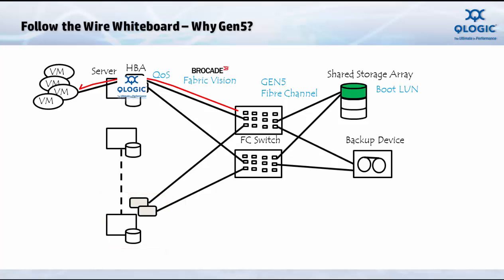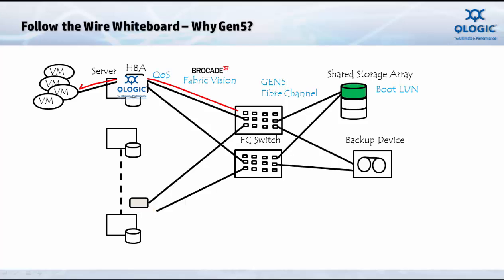SAN administrators then create zones or safe network areas based on the details associated with the adapter's worldwide name and the boot LUN configuration. If something changes, like changing an adapter or adding a new server, the SAN administrator must rezone the fabric. This creates an opportunity for disruption.